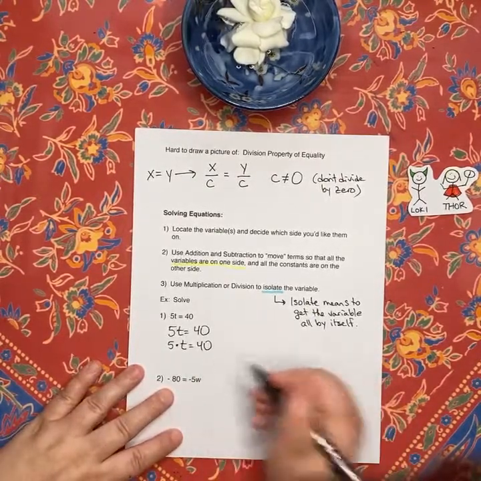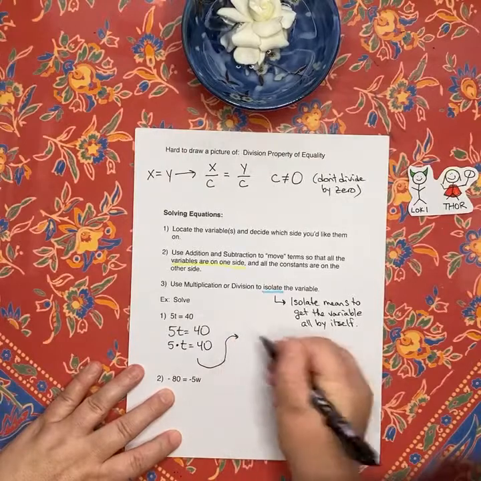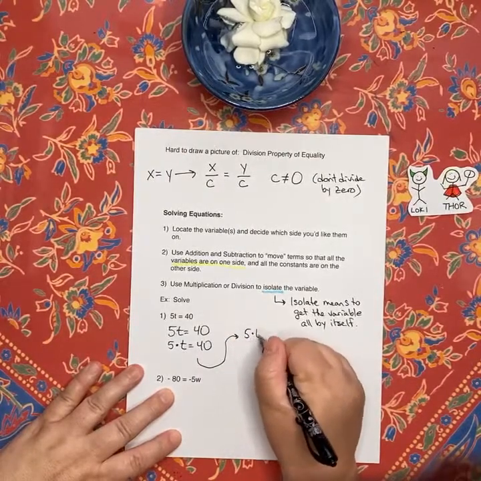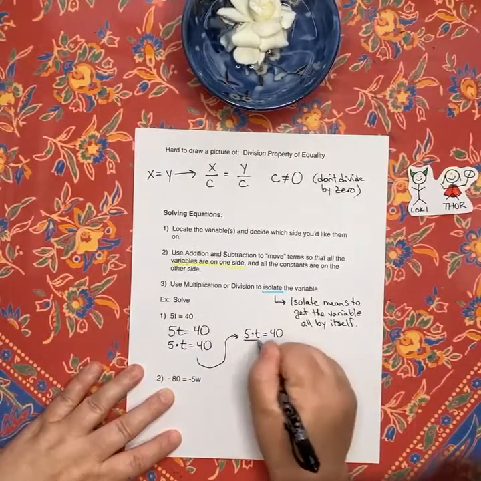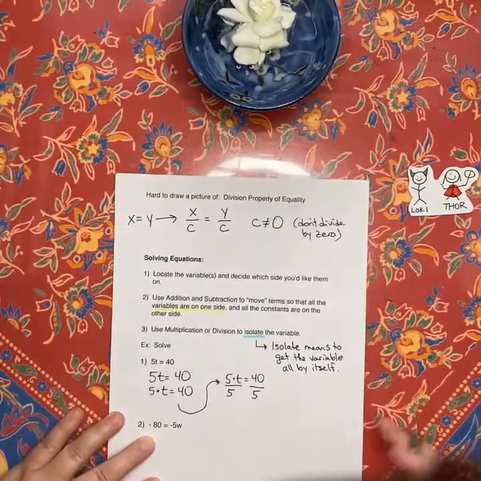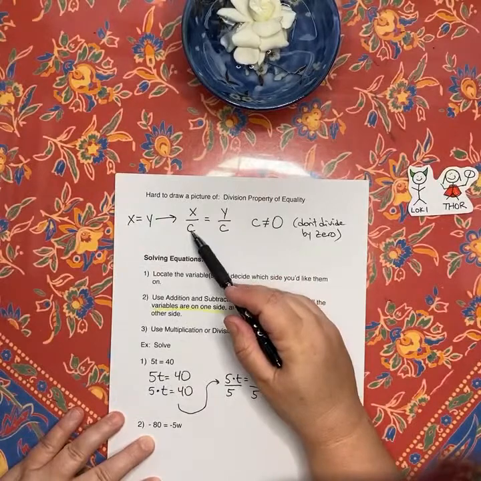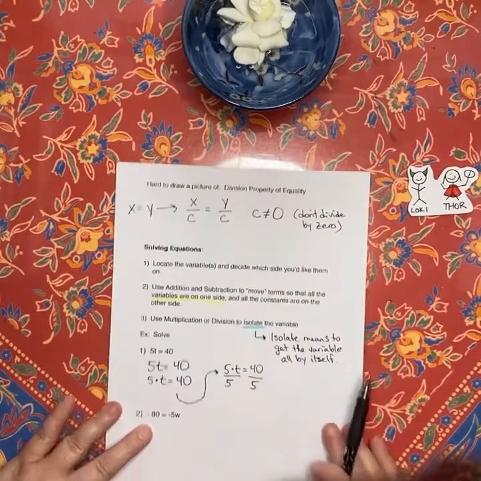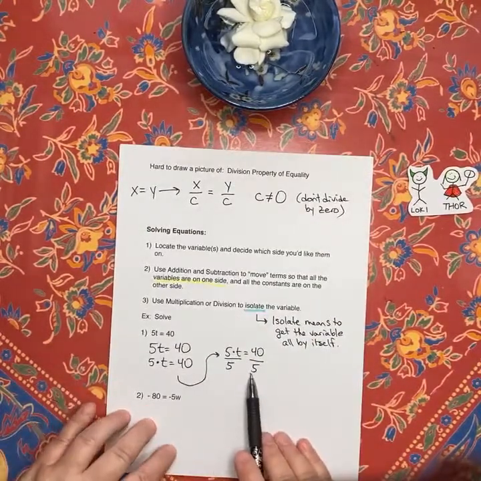So I'm actually going to rewrite this over here so I've got space. 5 times t equals 40. On the left, I'm going to divide by 5. On the right, I'm going to divide by 5. Just like this. Divide on the left by 5, on the right by 5. I am not dividing by 0, so we're good.